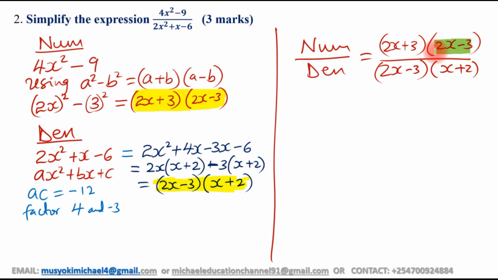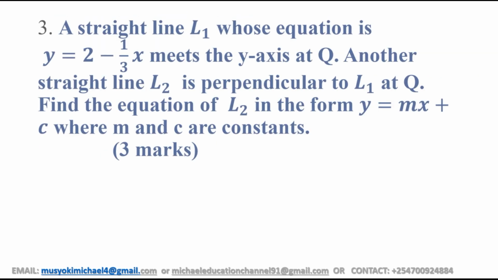So we have this part and this part, which can cancel out, and therefore we shall remain with 2x plus 3 all over x plus 2. And that is the simplified expression, the answer for the simplified expression. So let us move on to the next question, question 3.